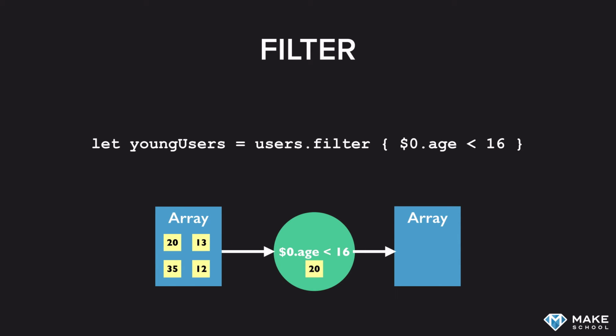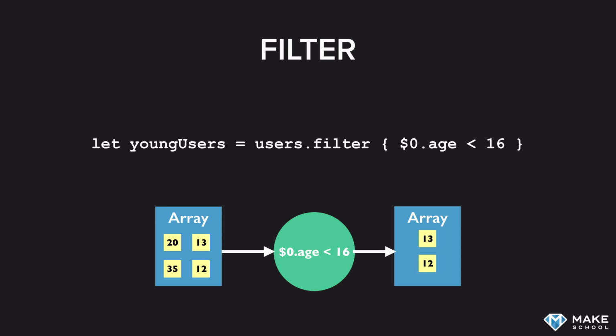So first we take a look at 20. 20 is not smaller than 16, so this element does not land in the new array. Next we take a look at 13. 13 is inside of the new array because it is smaller than 16. Next we look at 35. 35 is not inside of the array. And lastly we look at 12. And 12 is inside of the array. So by applying this filter function, we got an array initially that had 4 users in it, and we get a new array returned that only has 2 users in it, both users that fulfill the requirement of the age being smaller than 16.